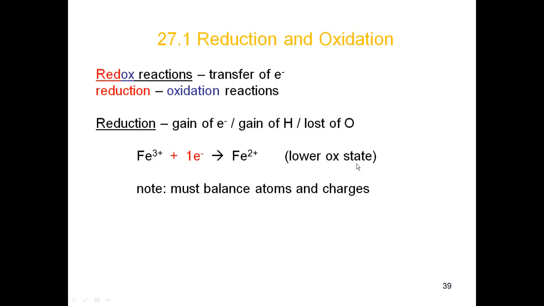That is a reduction. Anytime we talk about a reaction, we have to balance the atoms as well as the charges. You can see you got one iron on both sides, but what about the charges? Well, I got a 3+ and I have 1-. 3+ and 1- gives you a +2. So this whole reactant side has a +2 charge. The whole product side has a +2 charge. That's balanced. Got to balance atoms as well as charges.